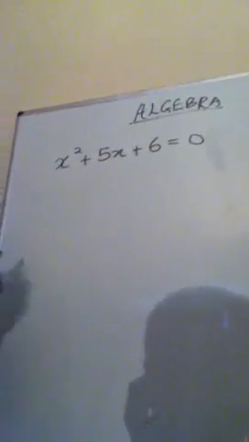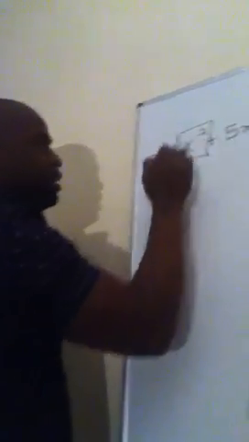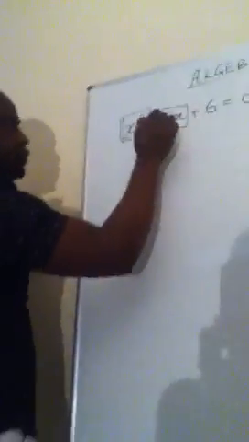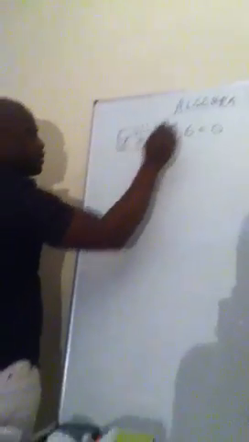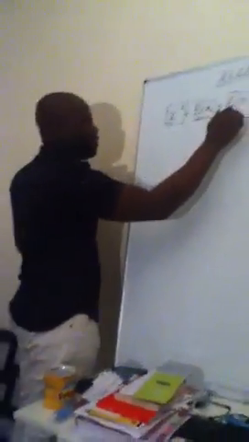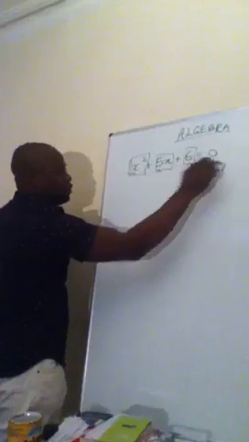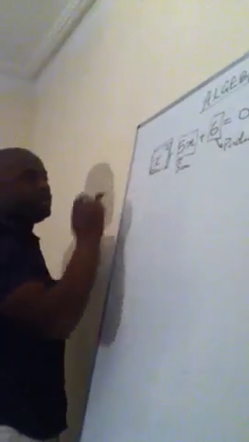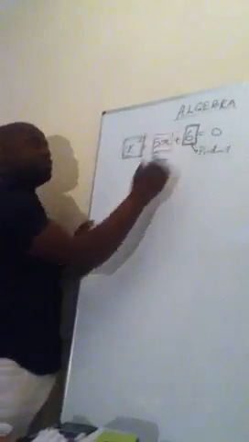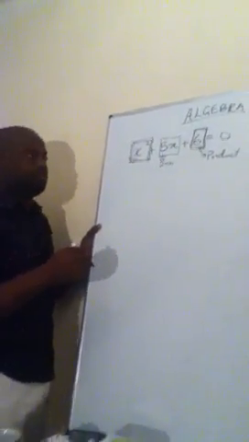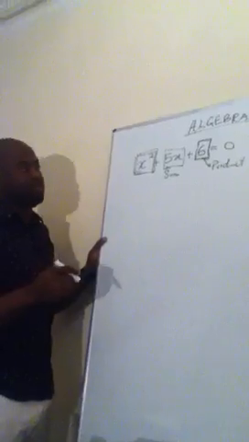So basically, what we want to think about here: this is the leading term, this we call the sum term, and this is the product term. We think of two numbers such that when you multiply them together, they give you 6. Invariably, those will be factors of 6.